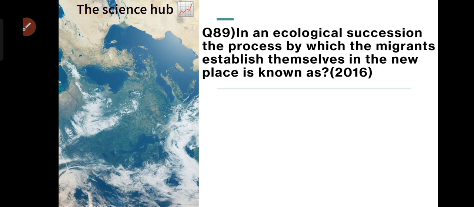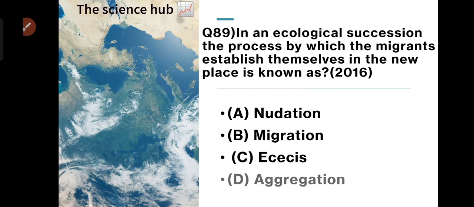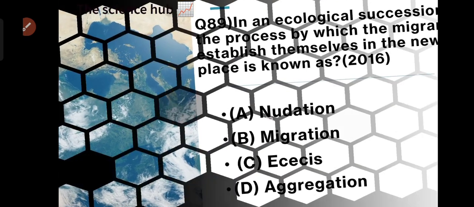So here our next question is, in an ecological succession, the process by which the migrants establish themselves in the new place is known as. Again we have four options and we have to find out the correct one. So here our first option is nudation, second one is migration, third one is ecesis, and fourth one is aggregation. Since all these terms are very important for us to know, we will discuss them one after the other. So at first let us discuss nudation.